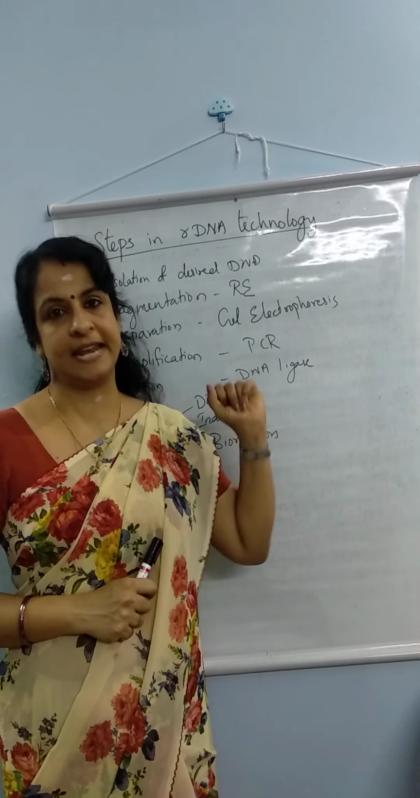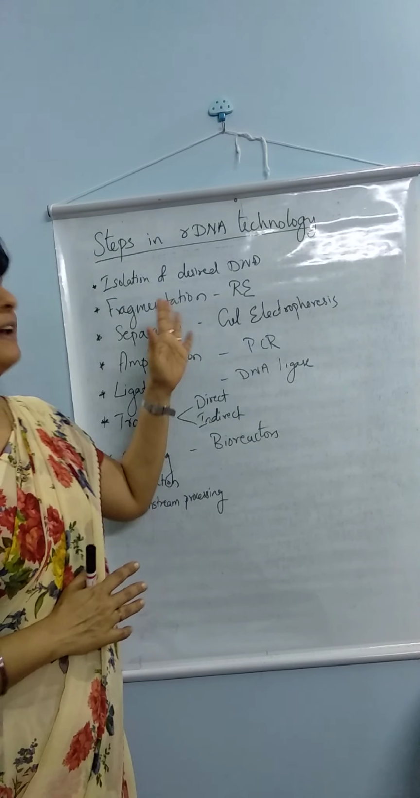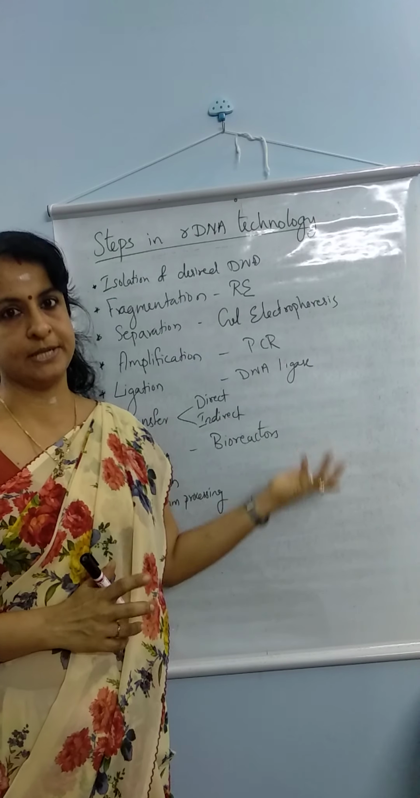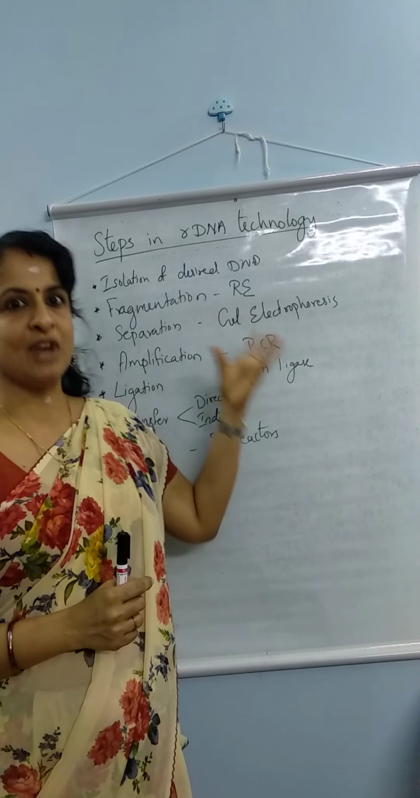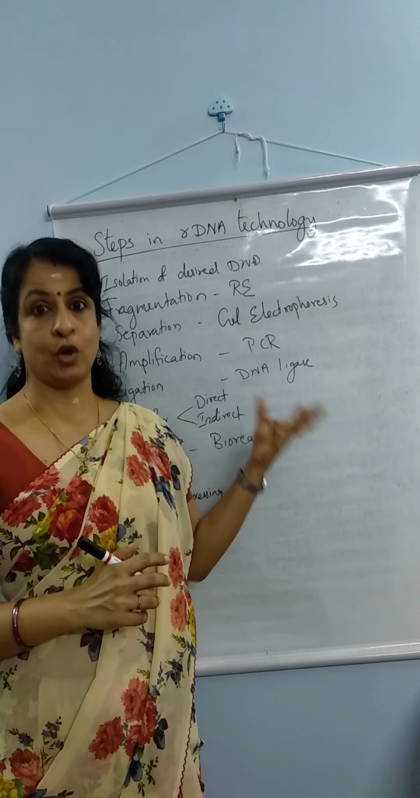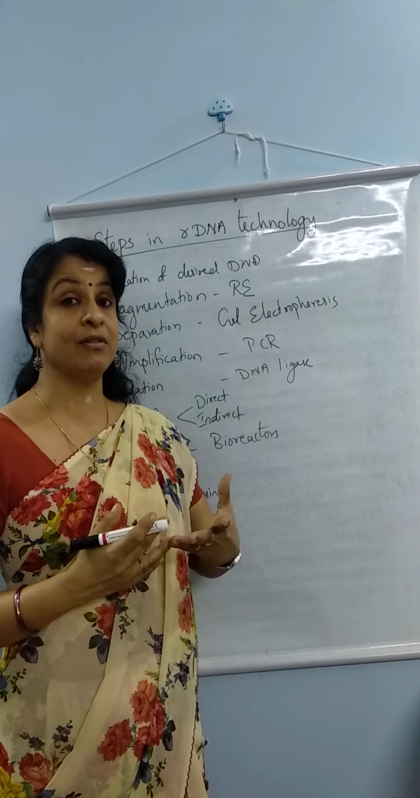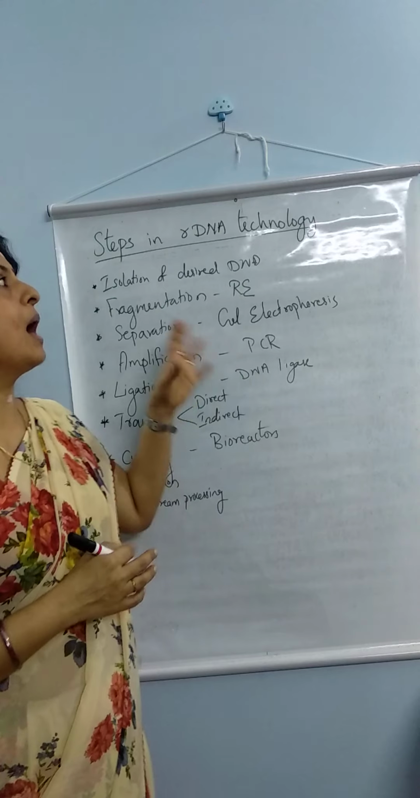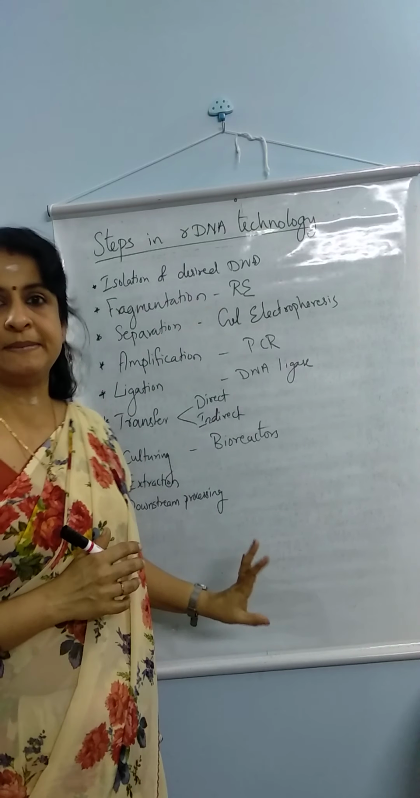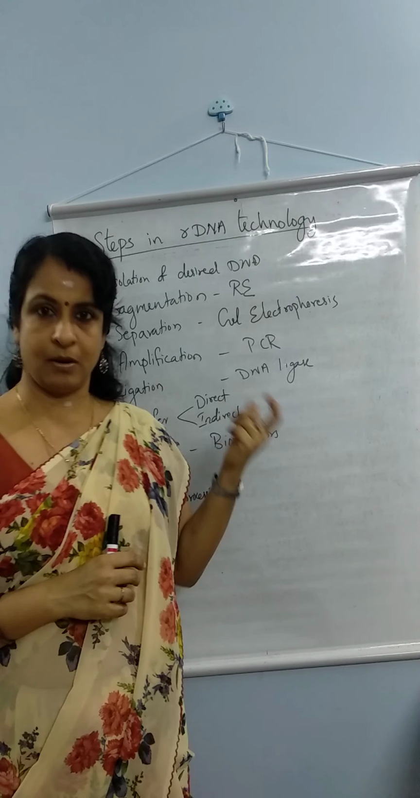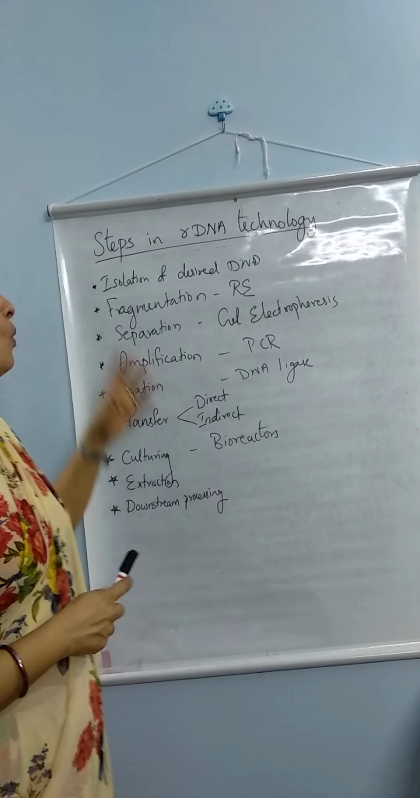Steps in rDNA technology. These are the various steps in rDNA technology, and finally how we are producing a transgenic organism, or how we are producing microbes which have a foreign gene in them, or a genetically modified organism. So how we are producing it and all the steps. First we will see the steps, and then we will study each step one by one in detail. So what are the various steps?